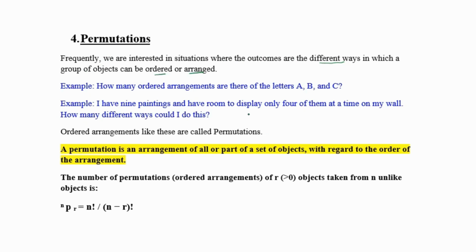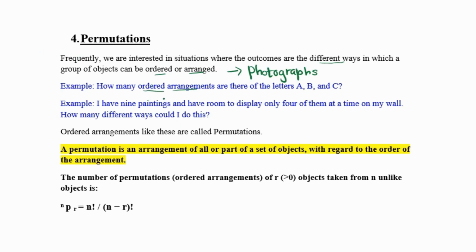What do we mean by the different ways in which a group of objects can be ordered? I want you to always imagine a photograph whenever you think of permutations. You just think of the ways that you can take pictures in a way that the people will sit in separate ways. How many ordered arrangements? That's another word that we use for permutations. How many ordered arrangements are there for the letters A, B, C? Well, we might have to find out.